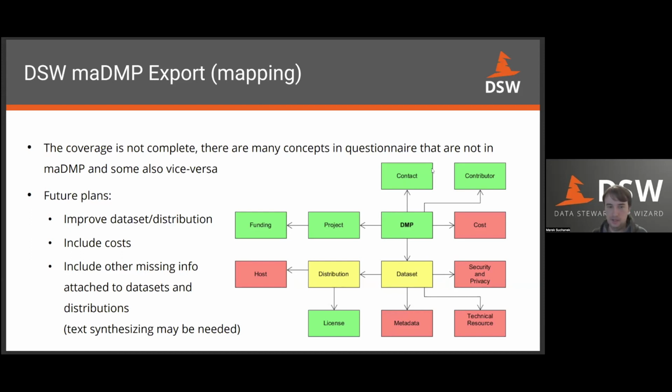So future plans in this sense are to improve this coverage. For example, improve dataset and distribution that we capture in the questionnaire. Of course, this exercise is not so simple because we need to really design it so users can understand the question, know what to fill in, and it makes also sense to them to fill that information.